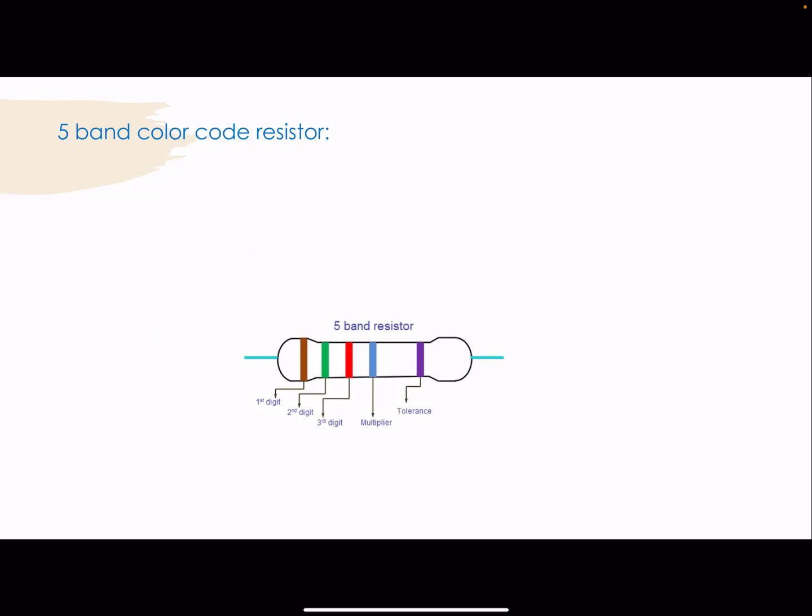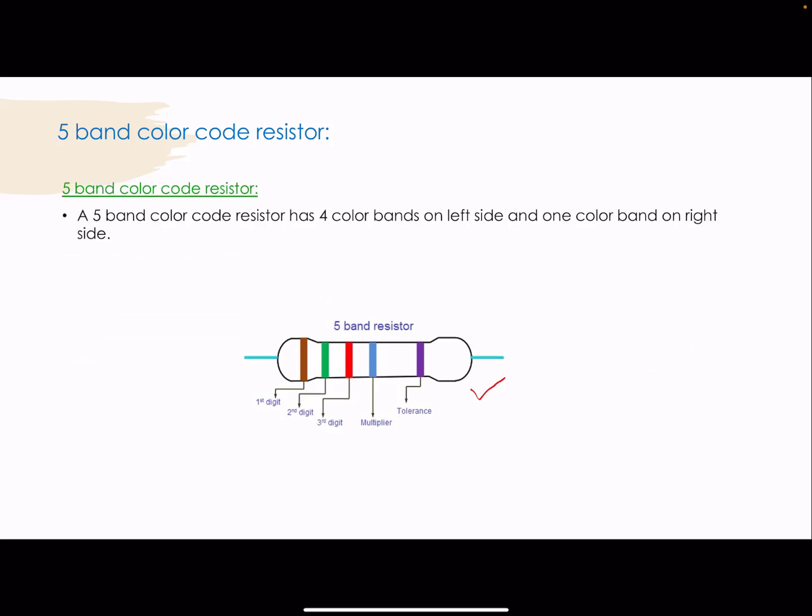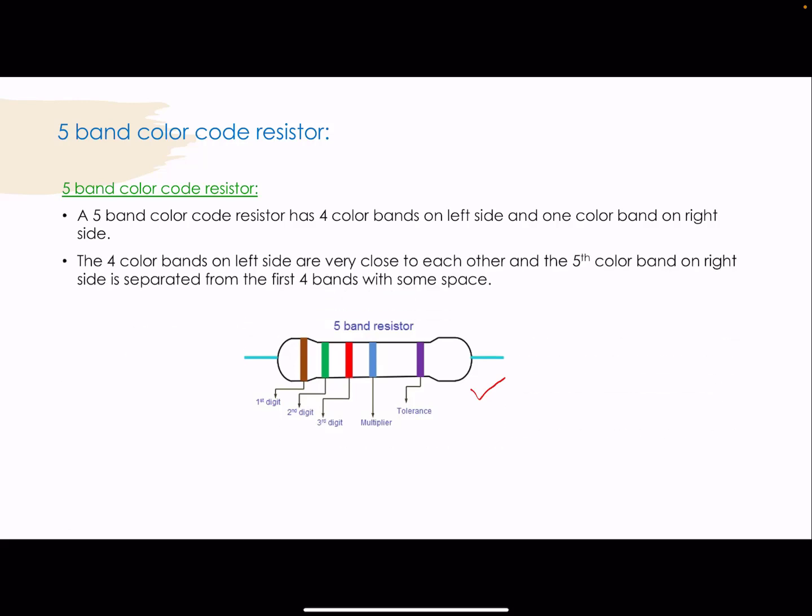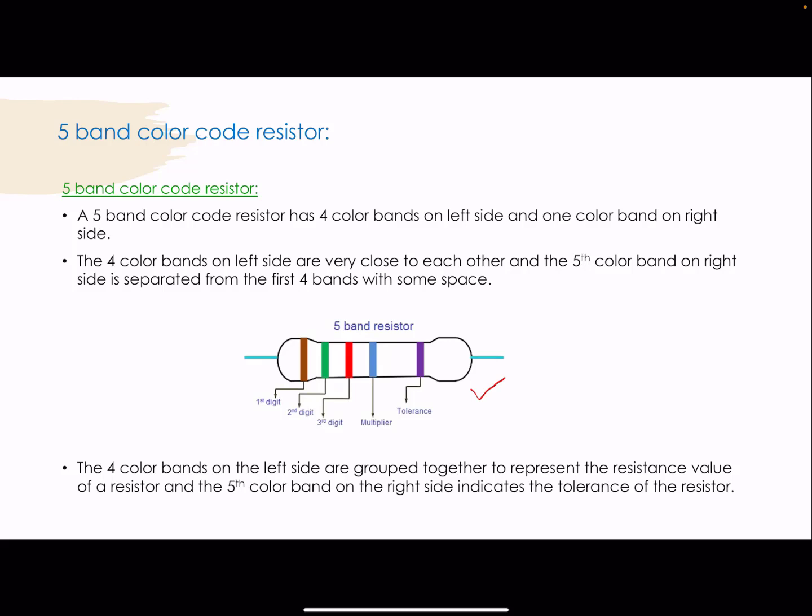Next is 5-band color code resistor. This is the 5-band resistor. A 5-band color code resistor has 4 color bands on the left side and 1 color band on the right side. These 4 bands on the left side are very close to each other, whereas the 5th color band on the right side is separated from these first 4 bands with some space. And these 4 color bands on the left side are grouped together to represent the resistance value of the resistor, and the 5th color band on the right side indicates the tolerance of the resistor.